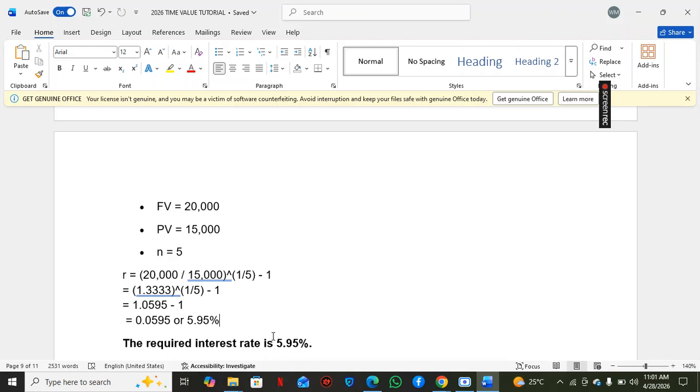So in your calculator, when you're raising to a power, it's better to convert this fraction into a decimal, to be on the safe side. So 1 over 5 is the same as 0.2. So you can also raise it to 0.2.